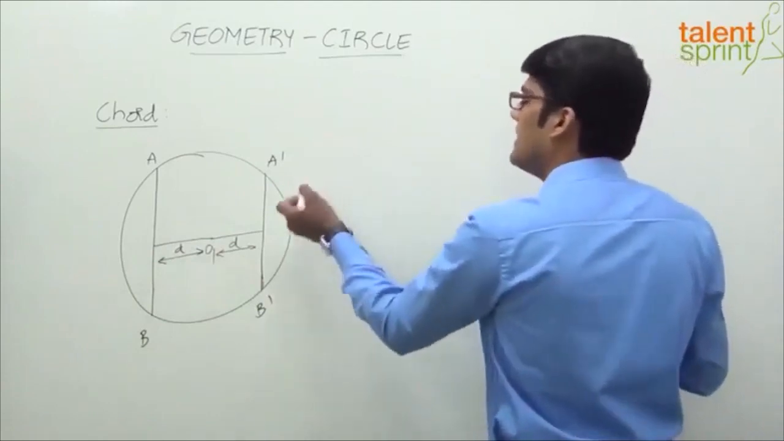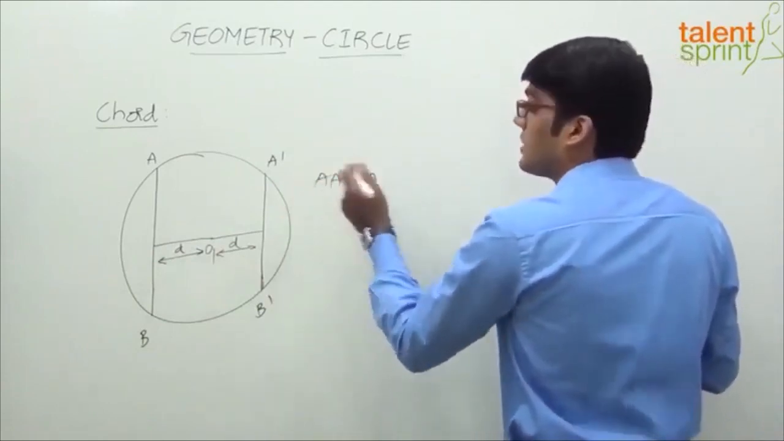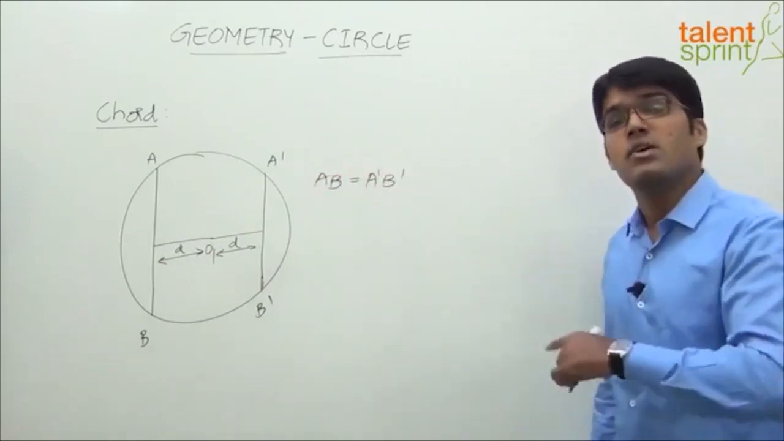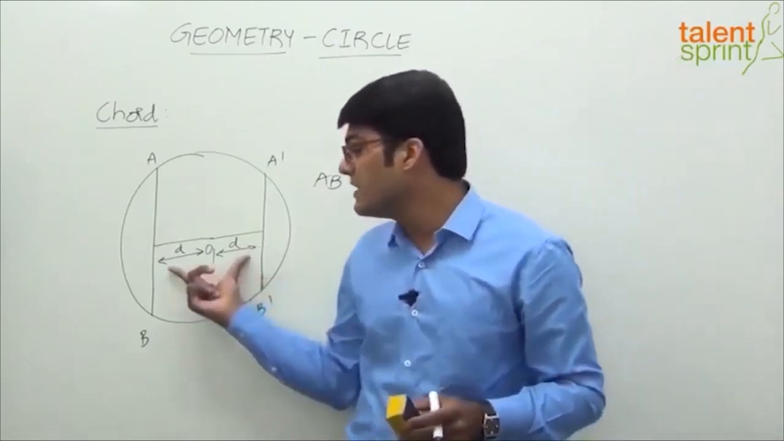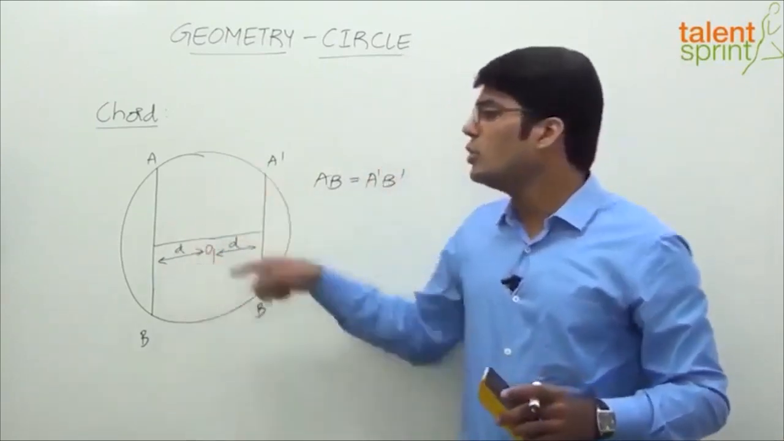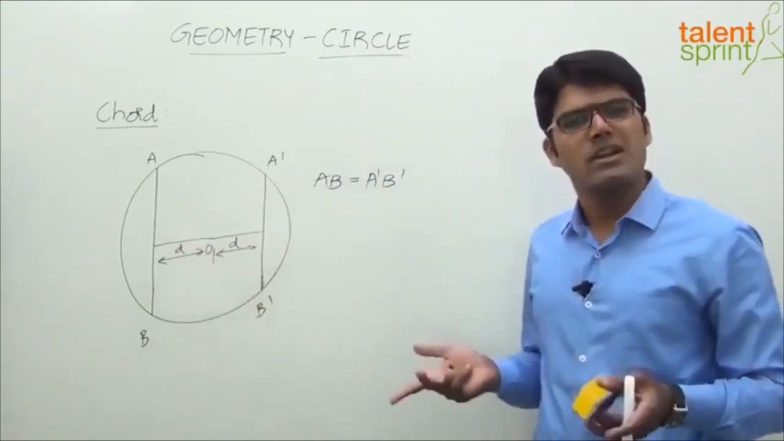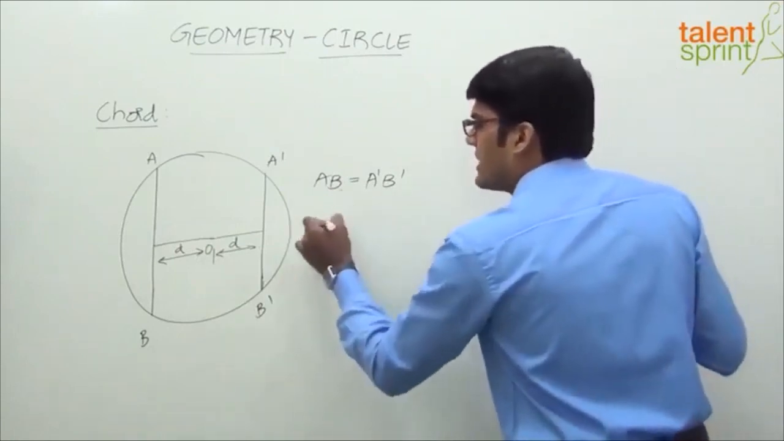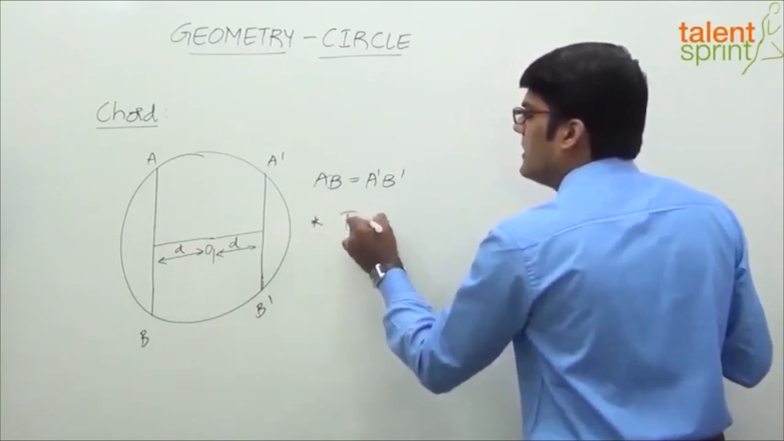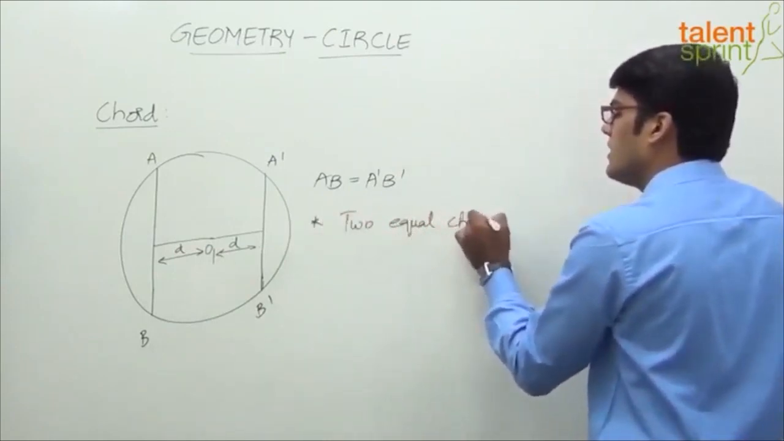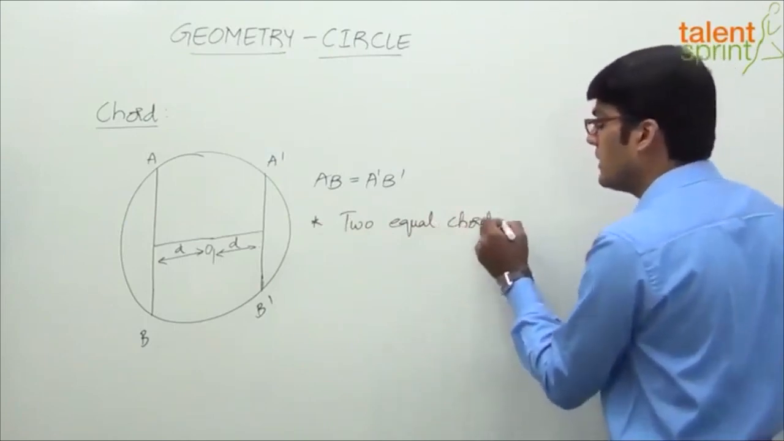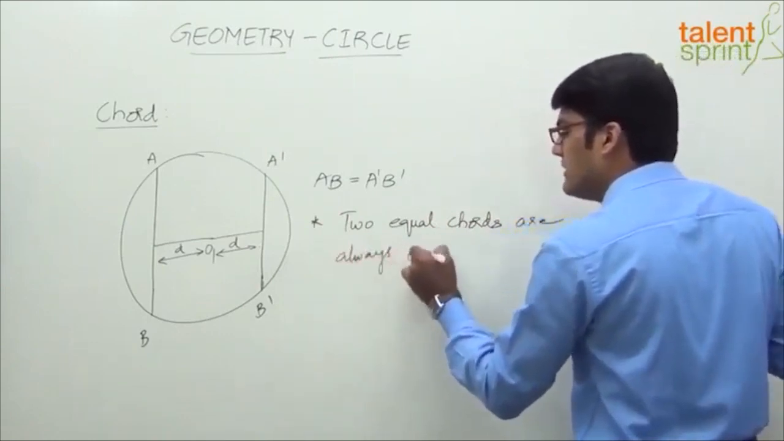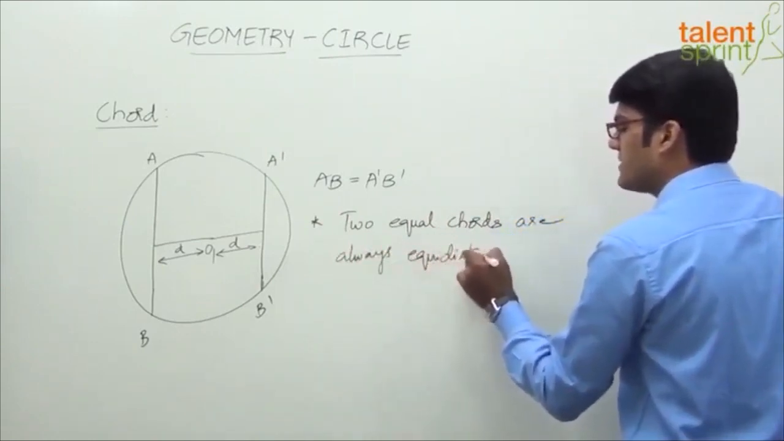So here I can say AB is equal to A dash B dash. And here again the converse is true. Instead of saying that when two chords are equidistant from the center, they are equal, I can say that two equal chords are equidistant from the center. So the converse also is true. Now let's make a note of this point as well. Two equal chords, equal in length obviously, are always equidistant from the center of the circle.